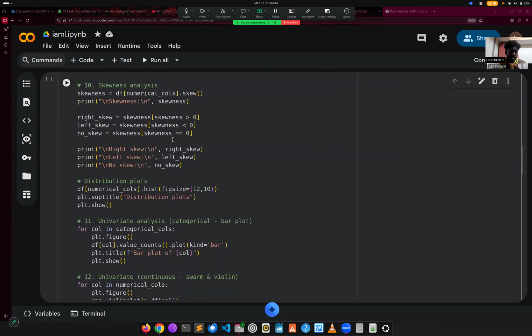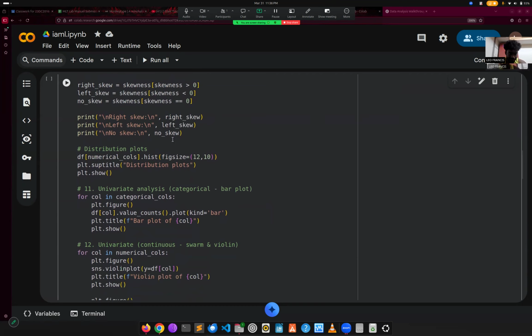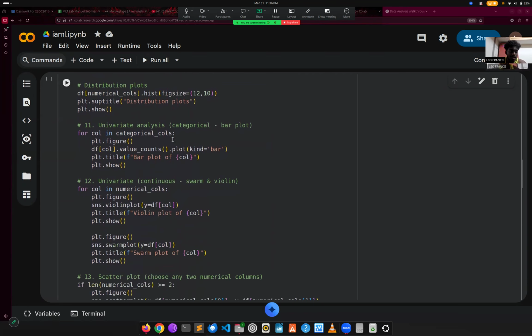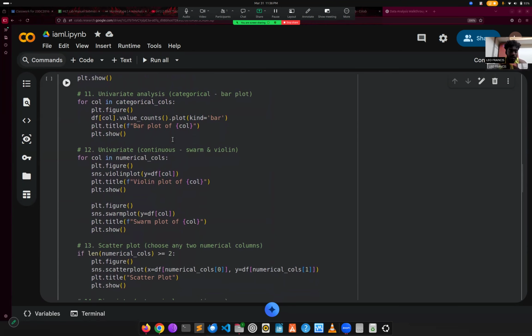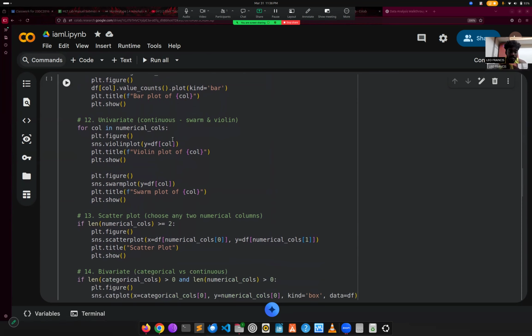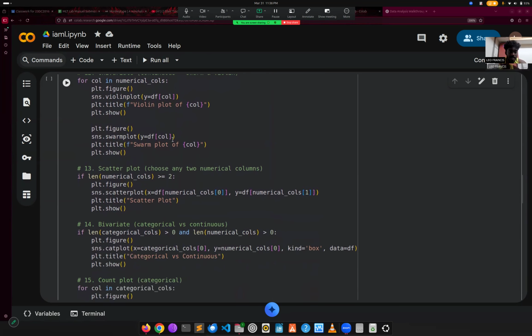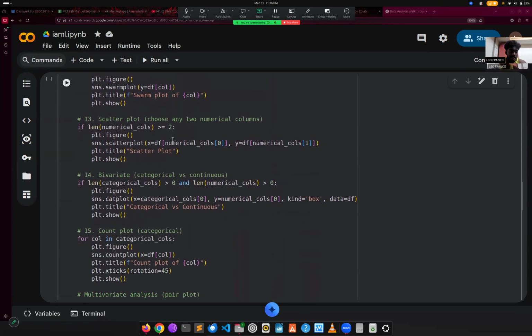And the next one is I measure the skewness to understand the data distribution. So positive skew, negative skew, and zero skew. So the next one is I plot histograms for numerical features to see their distribution. And the next one is I'm creating a scatter plot for categorical data and numerical data.